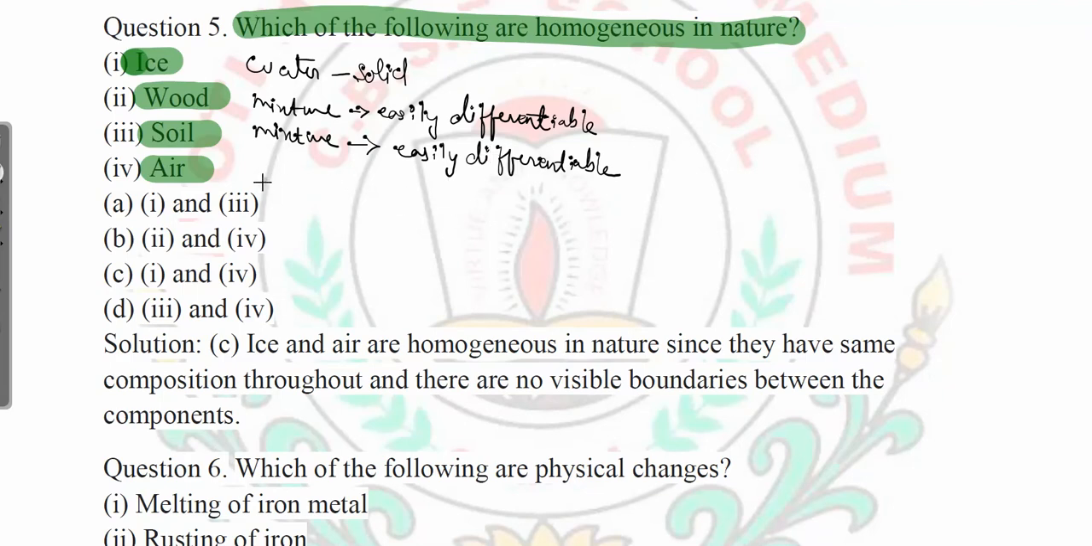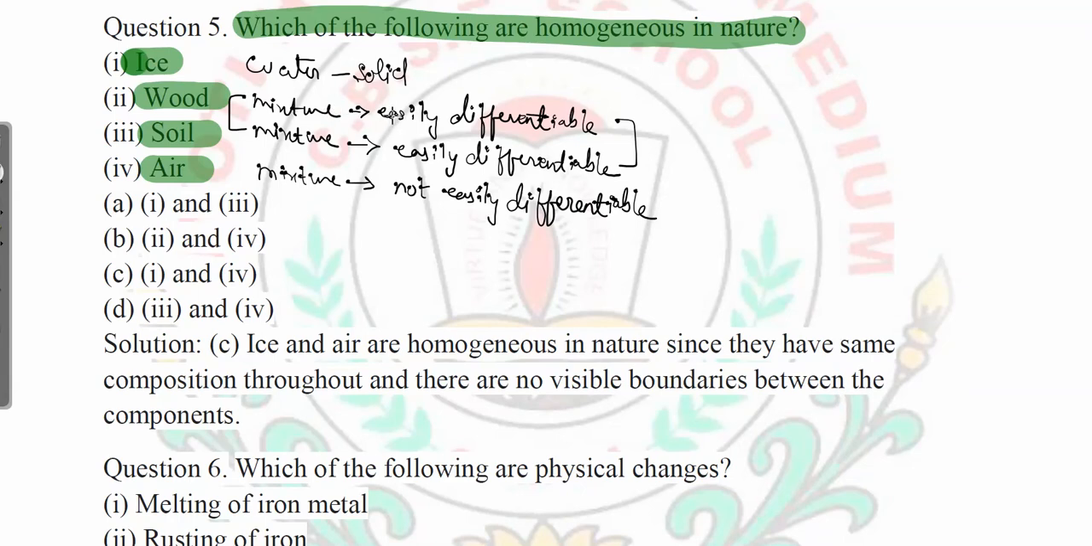So hence, air is also a mixture, but the particles of the air are not easily differentiable. But in the case of wood and soil, which is also a mixture, the particles are easily differentiable. Okay, so the options 1 and 4 are left out as homogeneous, or the non-differentiable substances.